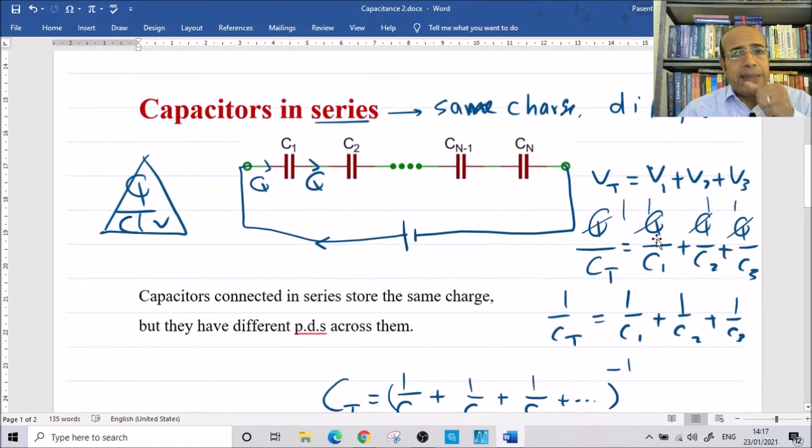The total capacitance in series is less than the capacitance of any one. So if we need to decrease the capacitance of capacitors, we connect them in series.